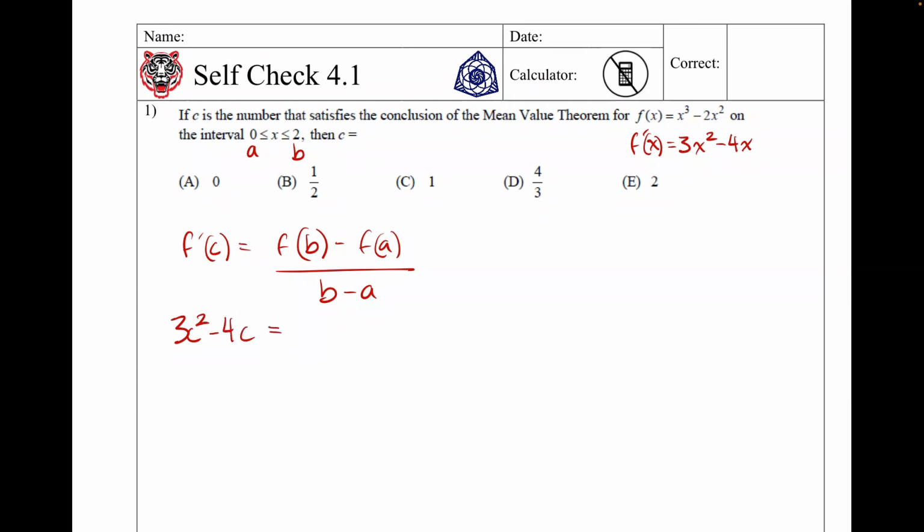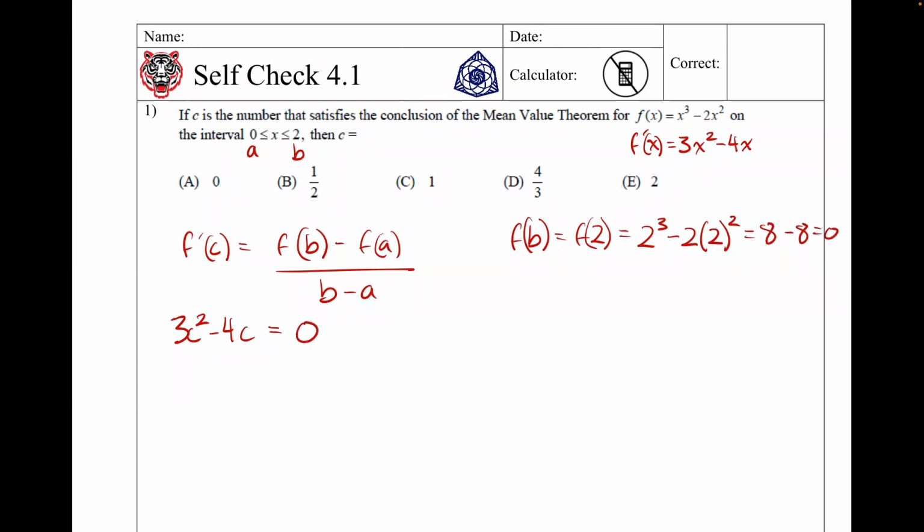That's going to be equal to, okay, f of b is the height at b. Okay, I need to actually find that piece too. So let's do f of b in this case is going to be equal to f of 2. And that means I'm plugging in 2, so it's going to be 2 cubed minus 2 times 2 squared, which is going to be equal to 8 minus 8, which is, in this case, 0.